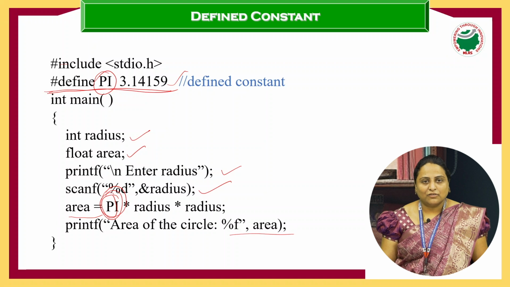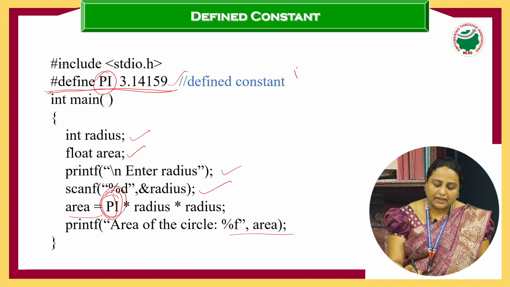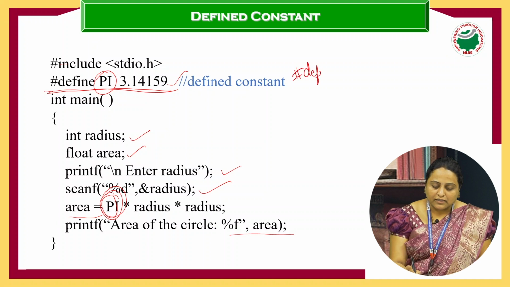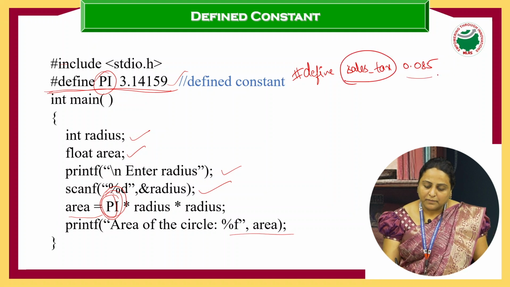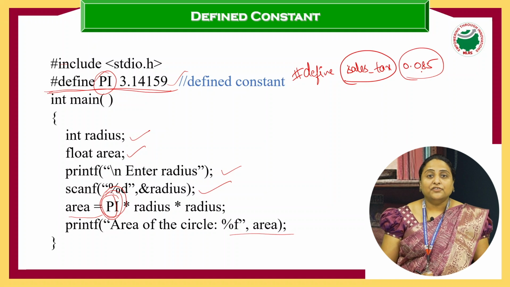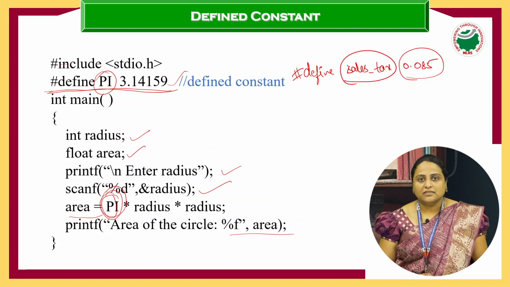So this is one way of using constant. Not only this pi value, you can declare any constant. Suppose you want to declare some tax rate, you can write hash define sales underscore tax, and mention the percentage as 0.085 or something. So whenever this constant name occurs in the program, the value will be replaced with 0.085. If you try to modify the value, then you will get an error in the program because it has been defined as constant. You don't have any right to change the value. You can just use it wherever it is required. So this type of constant is called a defined constant.